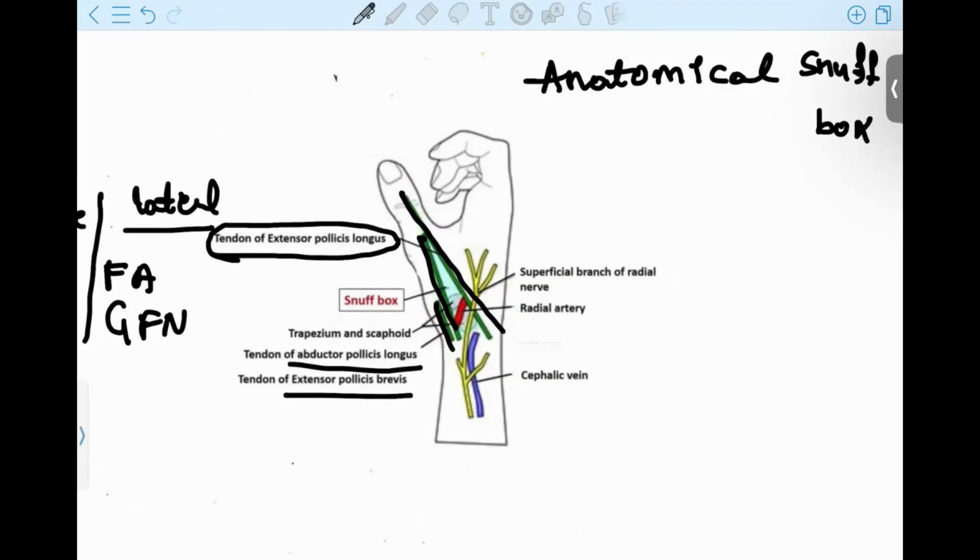And what is the content, guys? The content is your radial artery. The anatomical snuffbox is painful when there is a scaphoid fracture. The scaphoid is a carpal bone. If the scaphoid bone is fractured, then pain is present in the anatomical snuffbox.